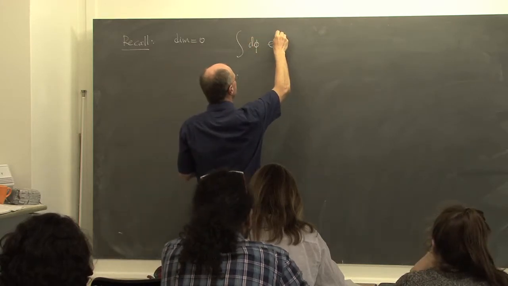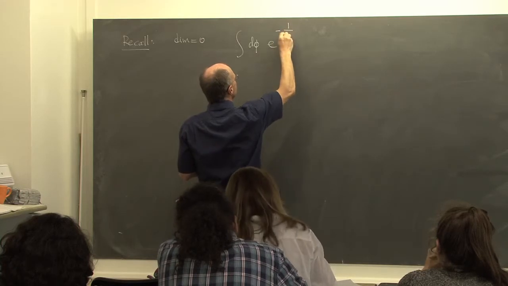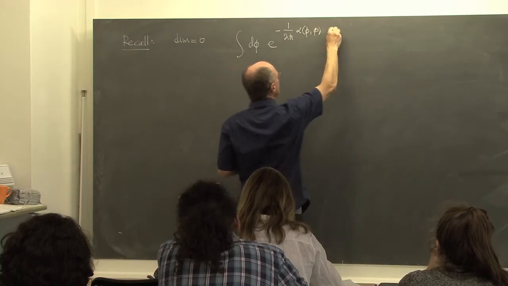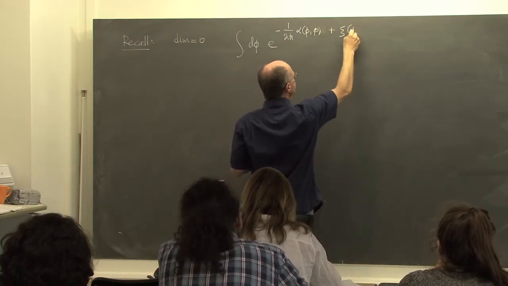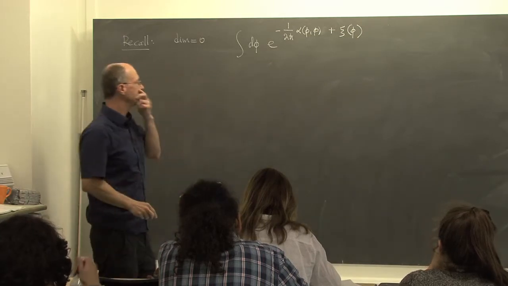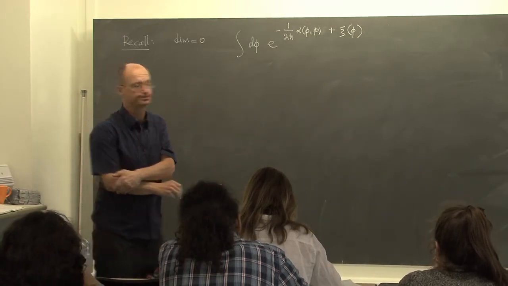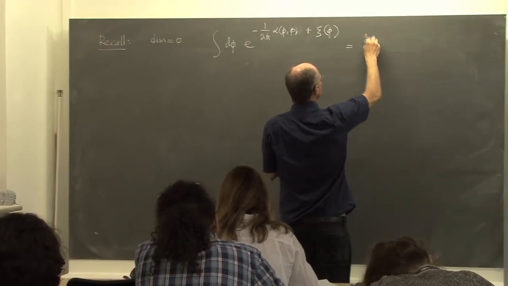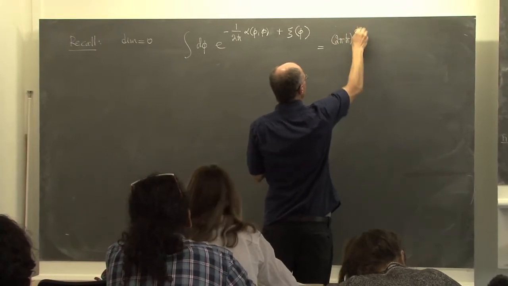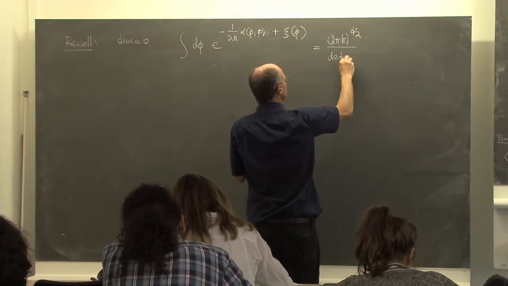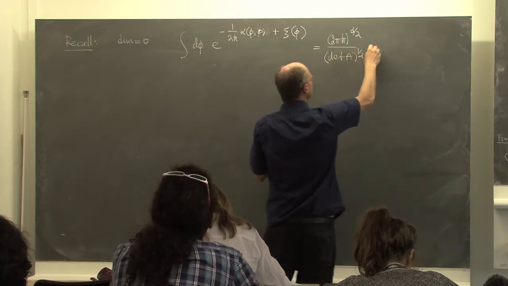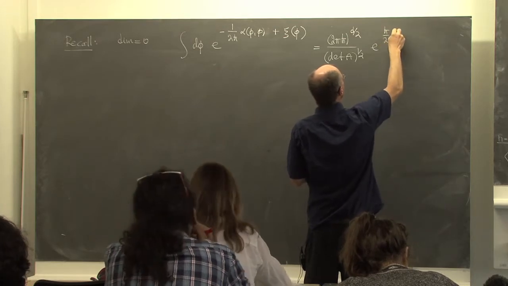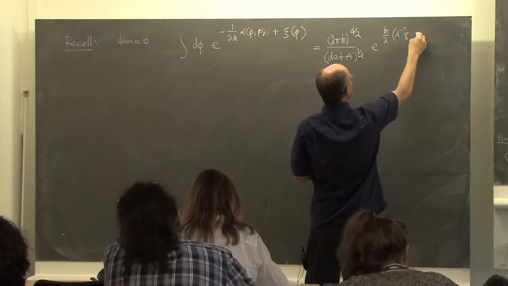So there was this formula. Here we had minus 1 over 2h alpha of phi, and then I would add in the exponential a linear form. Let me recall that the answer is 2 pi h to the power g over 2, determinant a to the 1/2, and here the exponential, I think, of h over 2 a minus 1 psi psi.